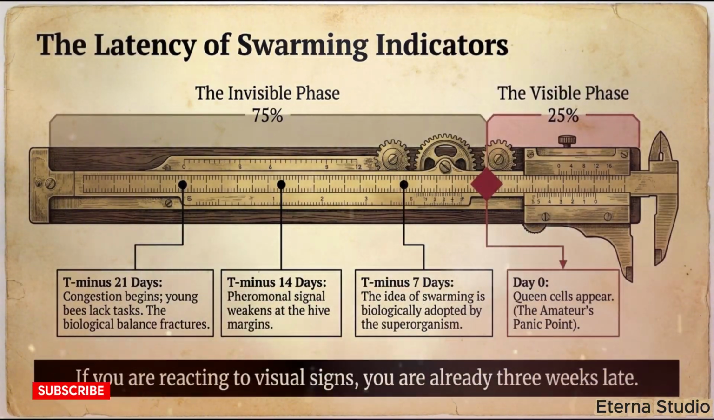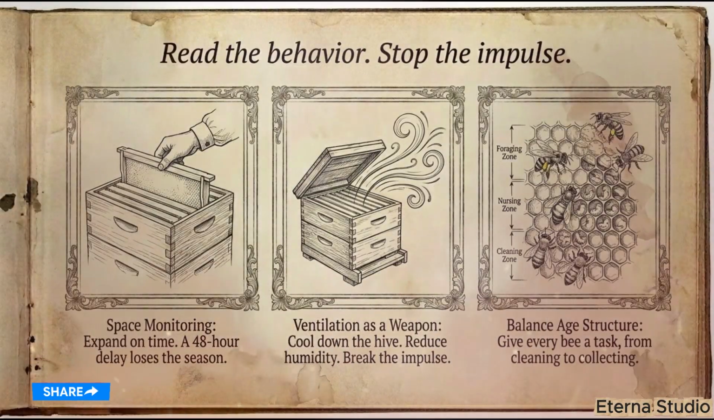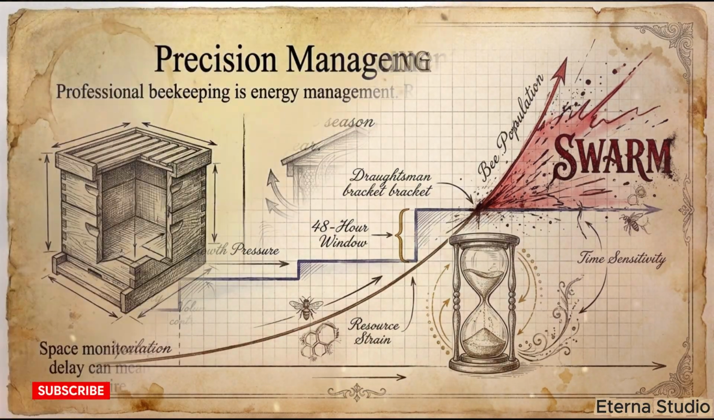Professional beekeeping is not just honey production. It is energy management. A strong colony that is not under control is a ticking time bomb. Your task as an operator, not just a beekeeper, is to recognize these signals, weeks before the first queen cell appears. In this episode, we focus on how to read bee behavior.